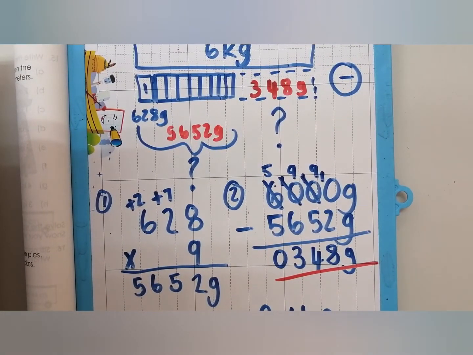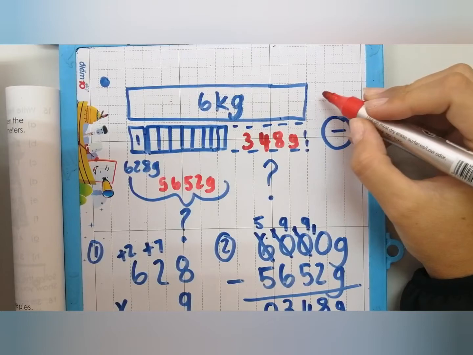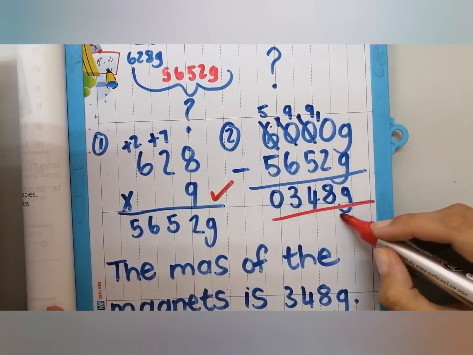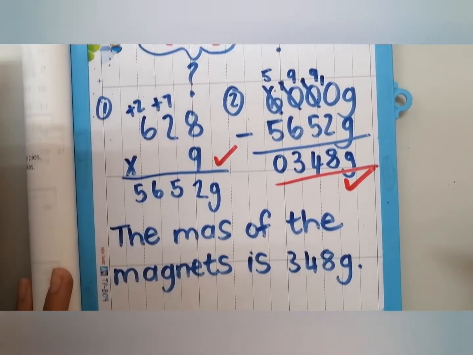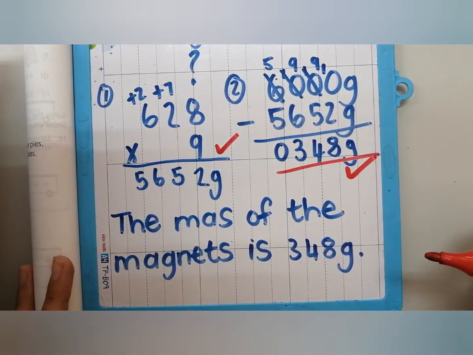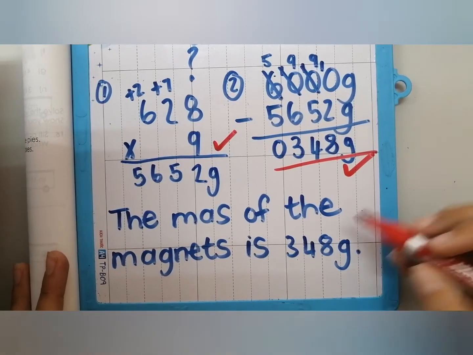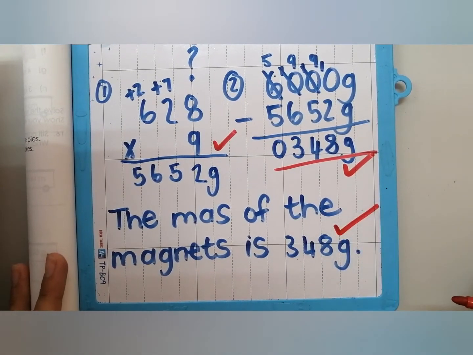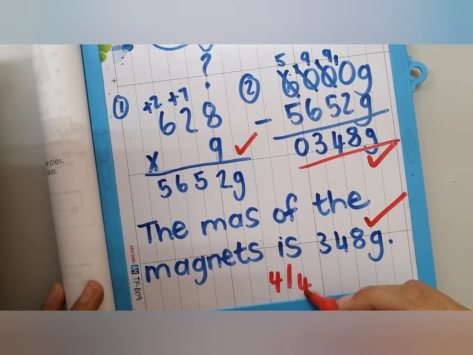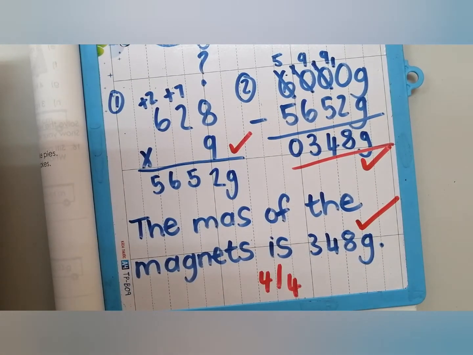Let me show you where you get your marks. You get your marks for a bar model. You get your marks for each of the sums with the correct answer. And we've chosen the correct minus sum. And you get a mark for your sentence. There you get 4 out of 4. I hope that was easy.